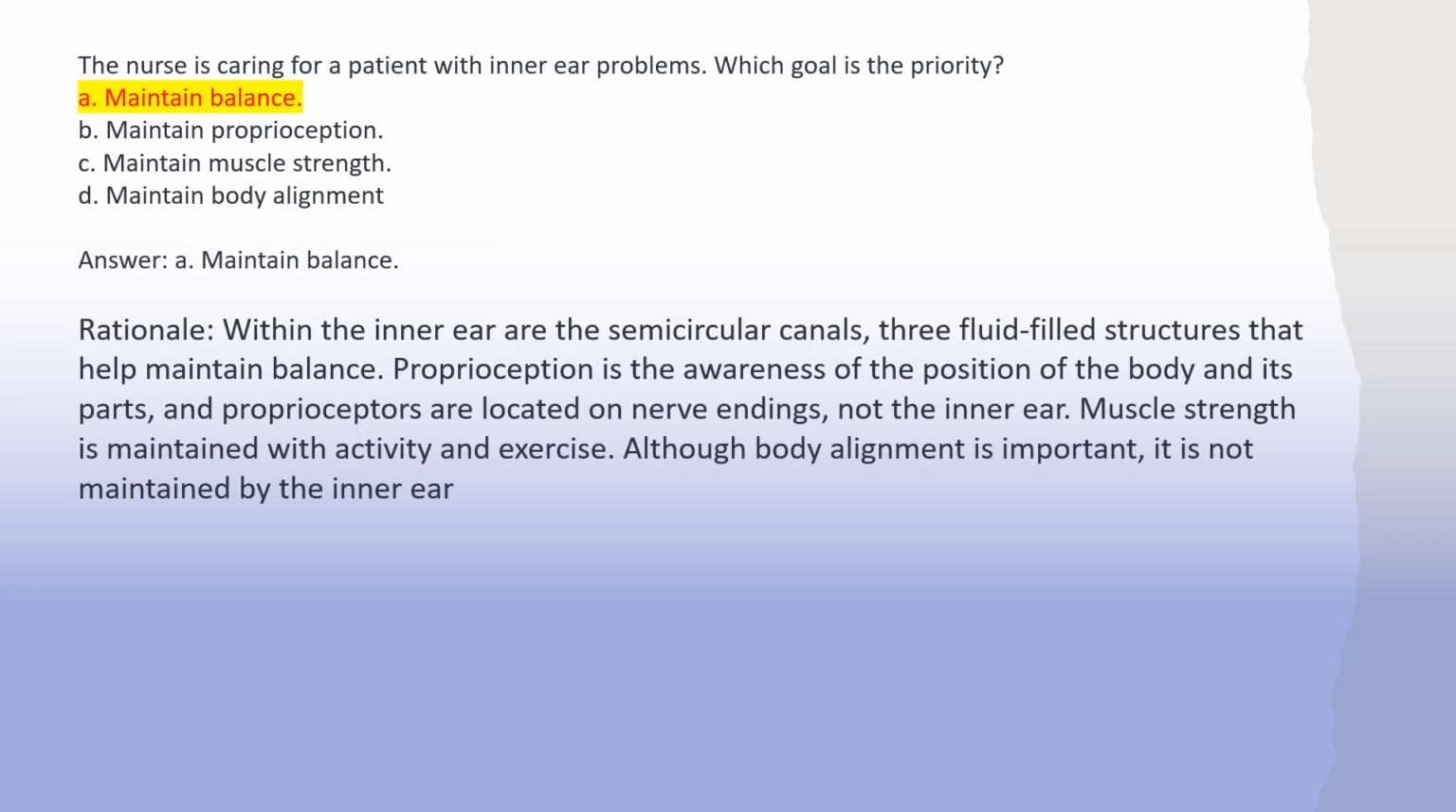Answer: A. Maintain balance. Rationale: with the inner ear, the semicircular canals, three fluid-filled structures, help maintain balance. Proprioception is the awareness of the position of the body and its parts, and proprioceptors are located on nerve endings, not the inner ear. Muscle strength is maintained with activity and exercise. Although body alignment is important, it is not maintained by the inner ear.